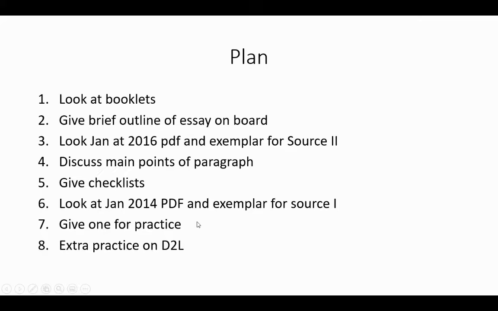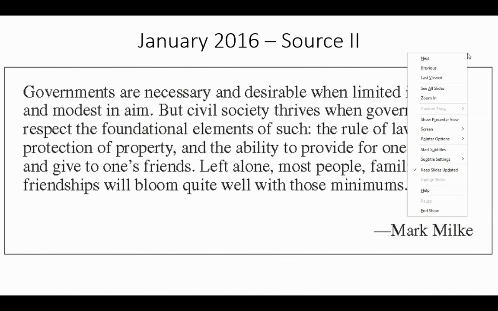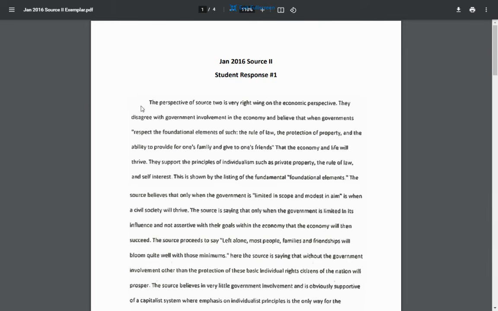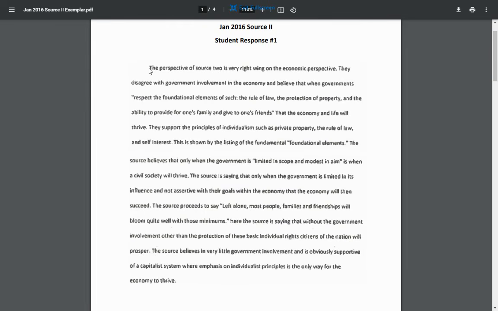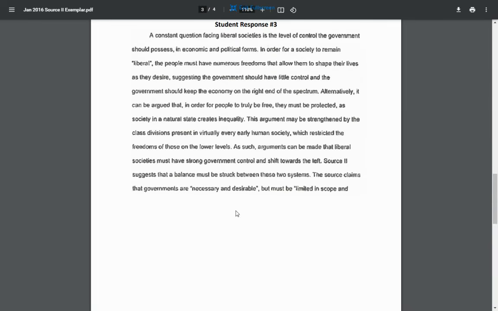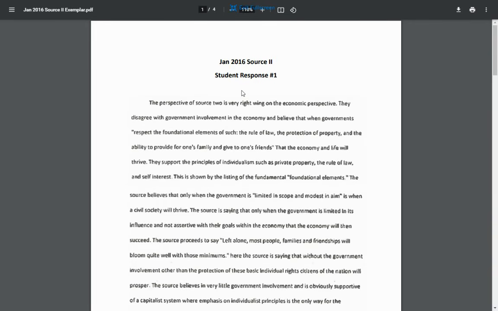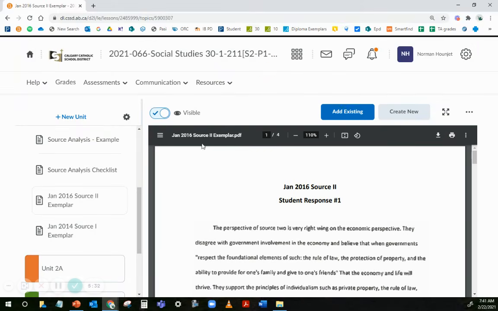January 2016, source 2. You can take a look at this. This was source 2 in the January 2016 source analysis. If you wanted, you could pause this video and read it. Once you've read it, you can read the response that a student wrote for that particular source. You can read this one, and this other response, and then a third student wrote this response, and you can compare them and try to understand what was good about one and what was good about the other.